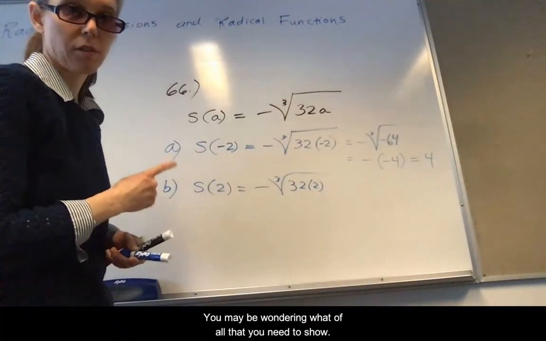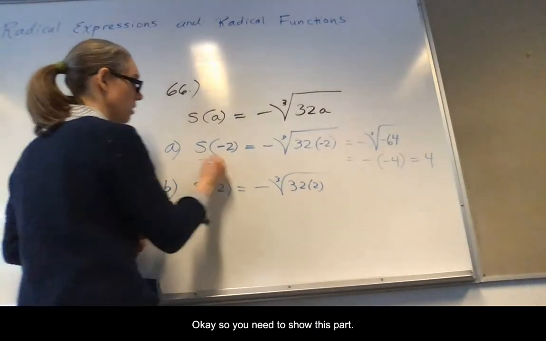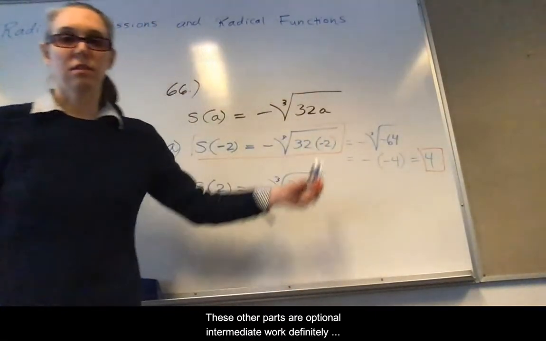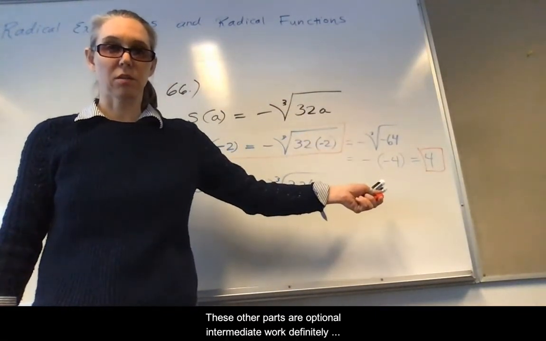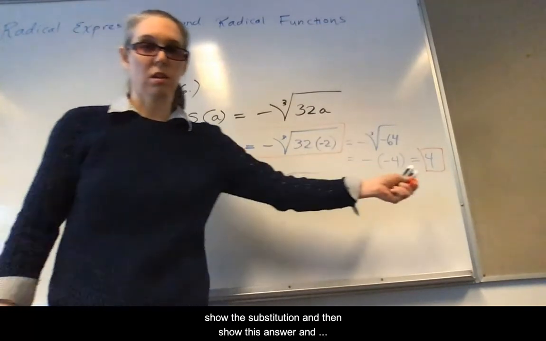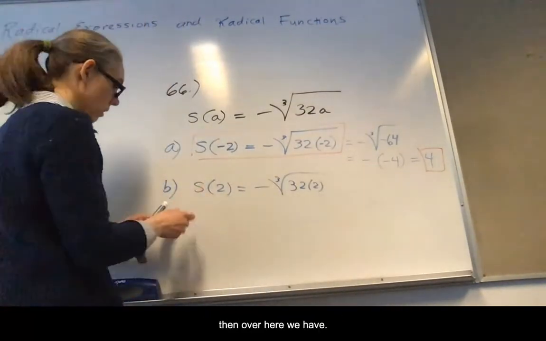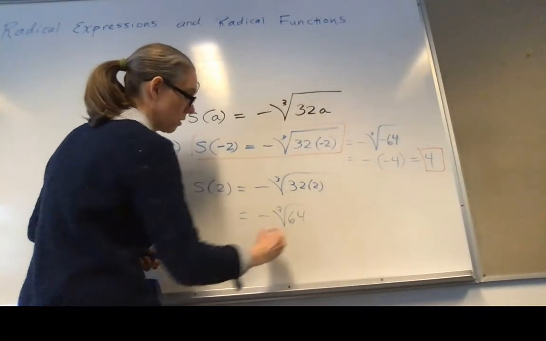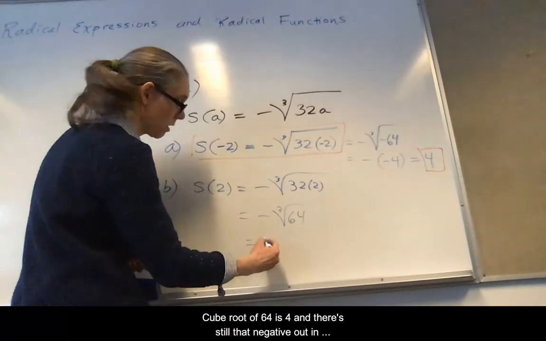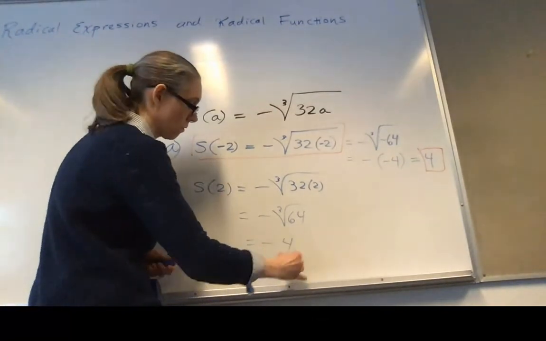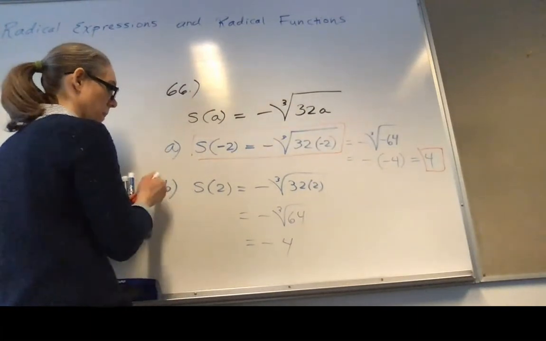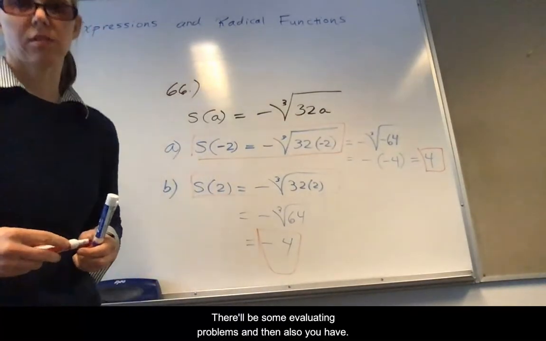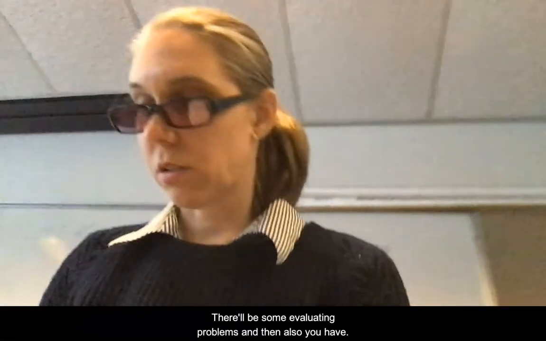You may be wondering what of all that you need to show. Okay, so you need to show this part, and then you need to get to your answer. These other parts right here are optional intermediate work. Definitely show the substitution, and then show this answer. And then over here we have the cube root of 64. Cube root of 64 is 4. There's still that negative out in front though. And again, you can show this part, and then you can show this part. So there will be some evaluating problems.